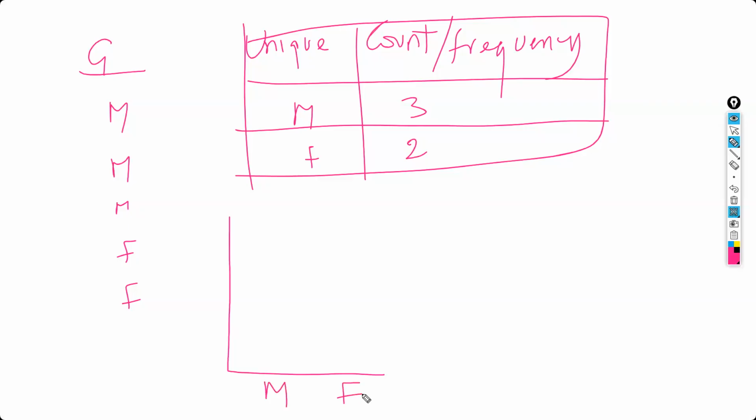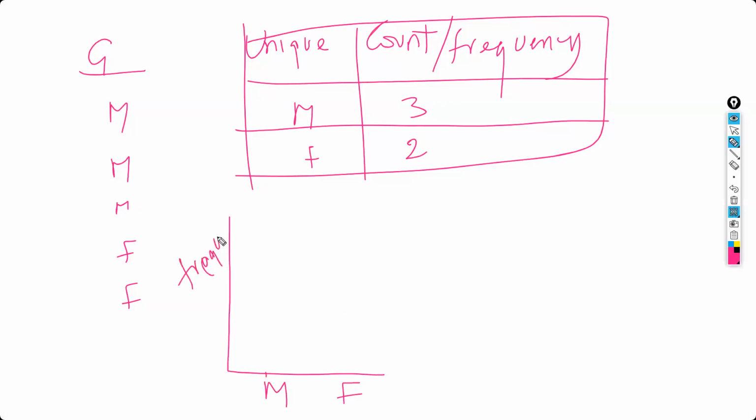Sir, why only M and F, sir? Because only those are there now. For example, if T is also there, T also I will add. If I is there, I will add. If J is there, J I will add. What are the unique values are there? I will take all the unique values on the x-axis, and their frequency on the y-axis.